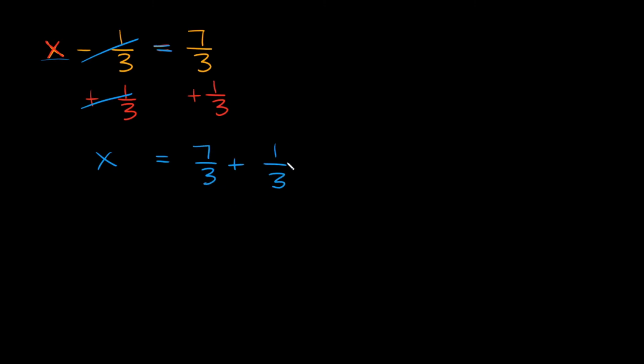So what is 7/3 plus 1/3? Well, whenever you add fractions together, they have to have the same denominator, which in this case they both do. It's 3. So we're going to keep that same denominator, 3. All you're really adding are the numerators. So 7 plus 1 is 8. So 7/3 plus 1/3 is 8/3. And then let's bring down this part also. So x is equal to 8/3. Okay, and that would be your answer.